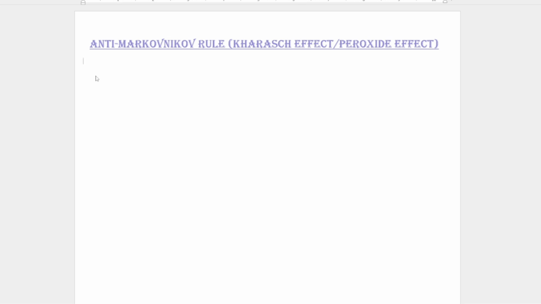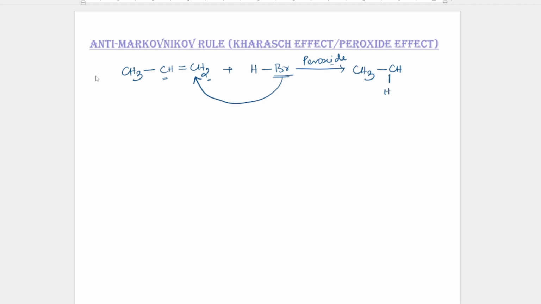So what does the Anti-Markovnikov Rule state? When there is a reaction between an asymmetric unsaturated hydrocarbon and an alkyl halide in the presence of peroxide, the negatively charged part of the reagent is going to be attached to the carbon atom having more hydrogens. If you see here, it is one hydrogen, here it is two hydrogens. So bromine will be attached to that carbon atom. So what will be the major product in this reaction? This will be the major product in this reaction.